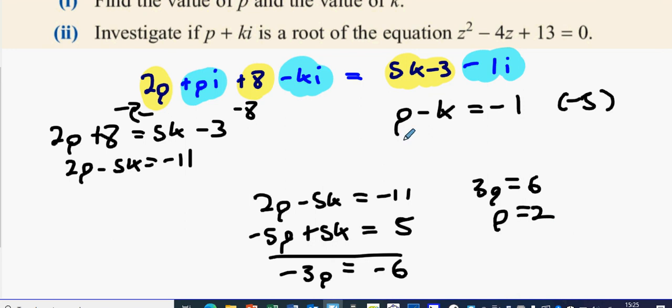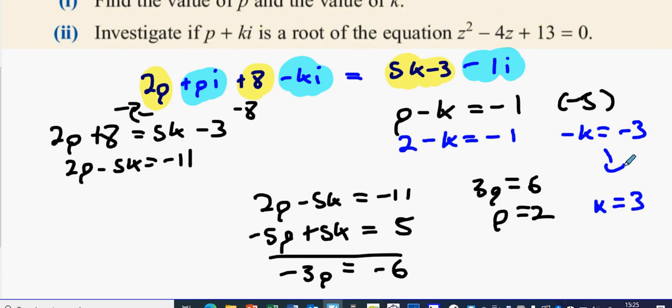Now if p is equal to 2, 2 take away k is minus 1. This implies that k must be equal to 3. Okay with that? Because minus k would have ended up being equal to minus 3, and then k equals 3. What does this make p plus ki then? 2 plus 3i. You don't need the minus b formula. All you have to do is prove whether it's a root or not. So anywhere you see z, put 2 plus 3i.